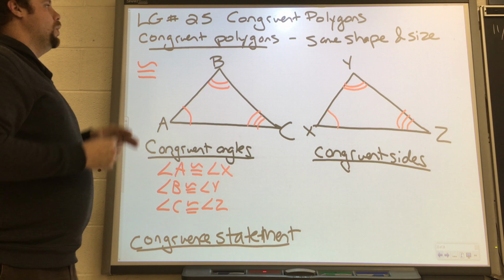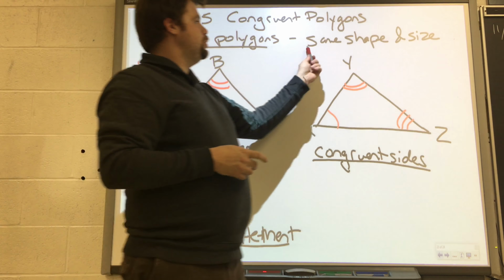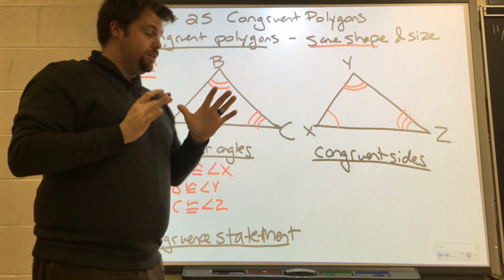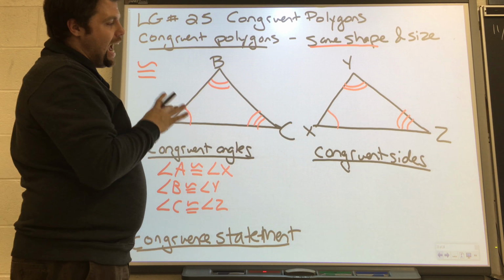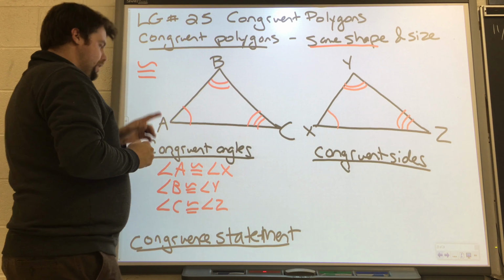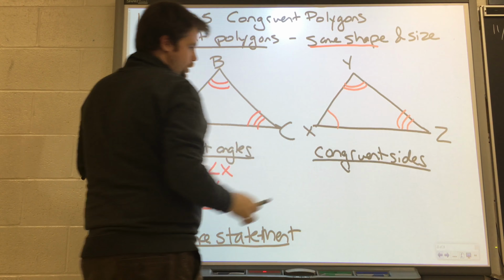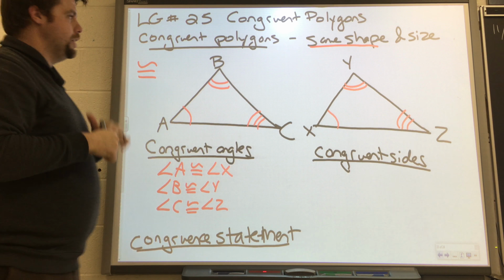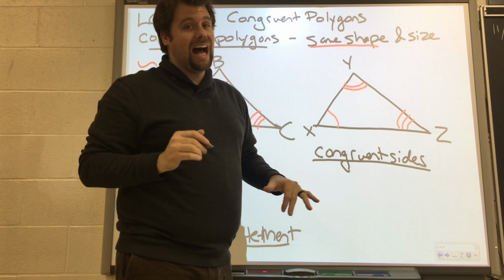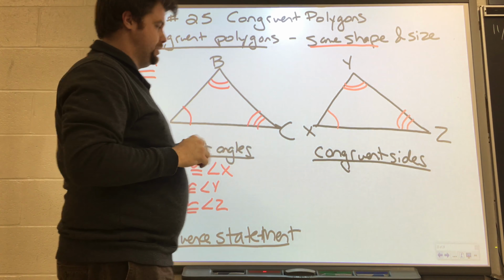All right, so that represents that these two polygons have the same shape. Their angles are the same, so they have the same shape. Three angles. This one's congruent to that one, this one to that one, and this one to that one. Three angles congruent to three angles. Great. Now, for them to have the same size, they have to have congruent sides.